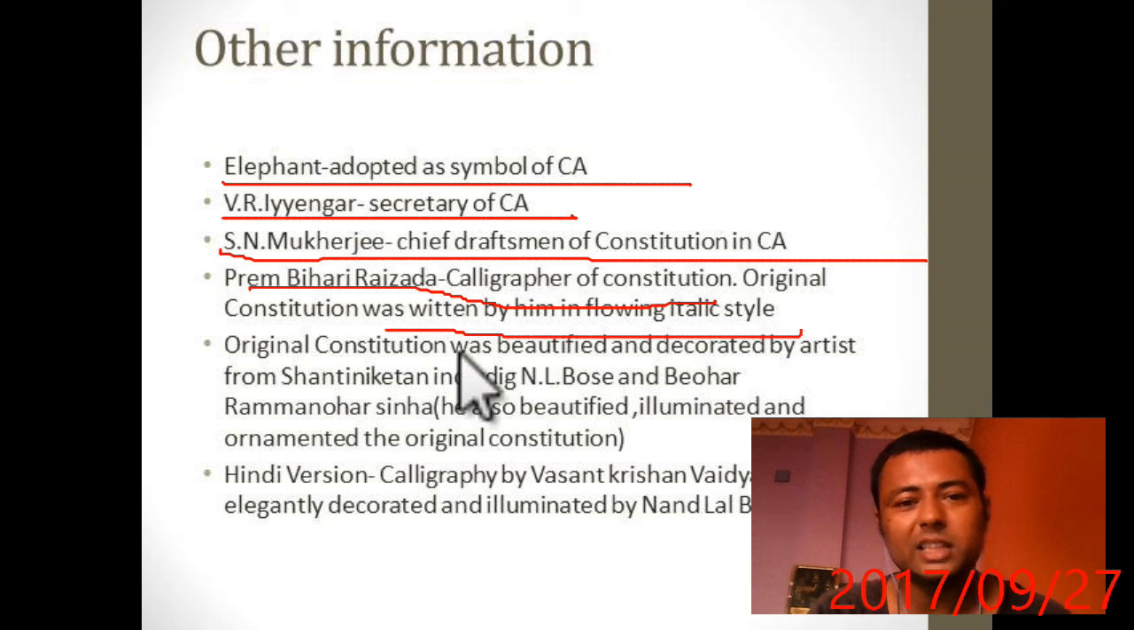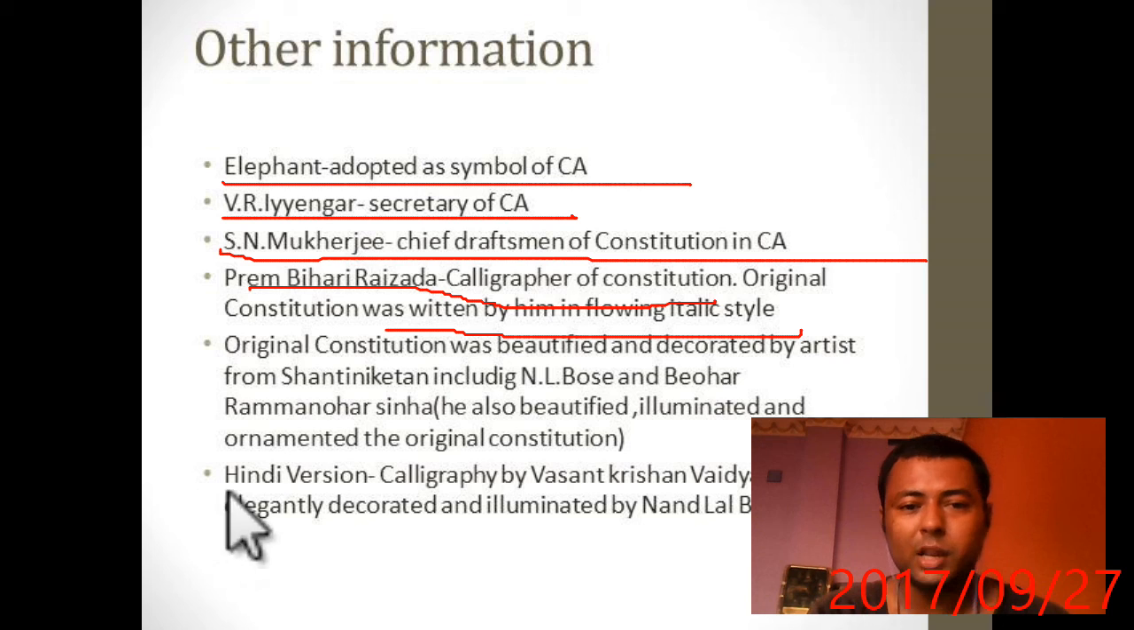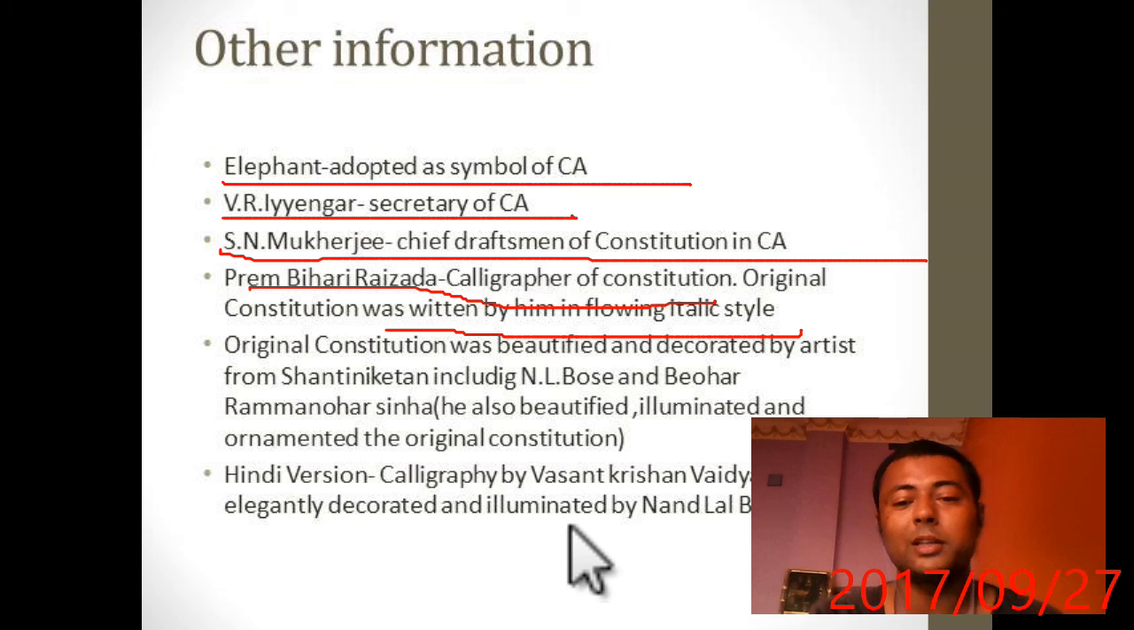following italic style. The original constitution was beautified and decorated by artists from Santiniketan, including Nand Lal Bose and Beohar Ram Manohar Sinha. Beohar Ram Manohar Sinha also beautified, illuminated and ornamented the original constitution. One more thing to remember: for the Hindi version of the constitution, the calligraphy was done by Vasant Krishan Vaidya, and it was diligently decorated and illuminated by our honorable Nand Lal Bose.